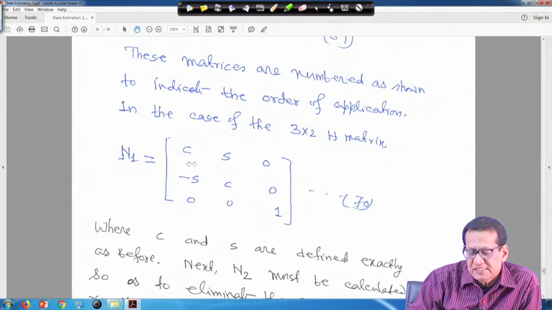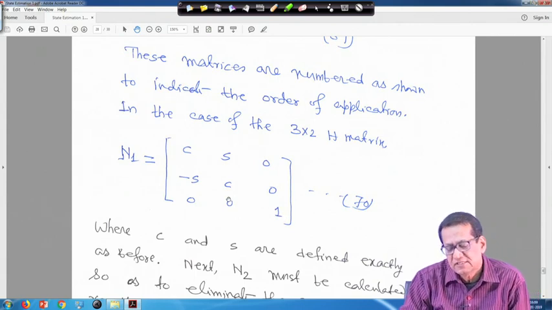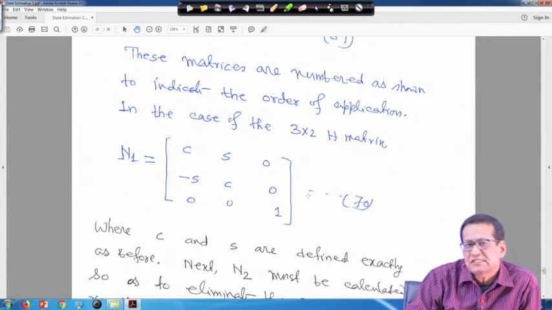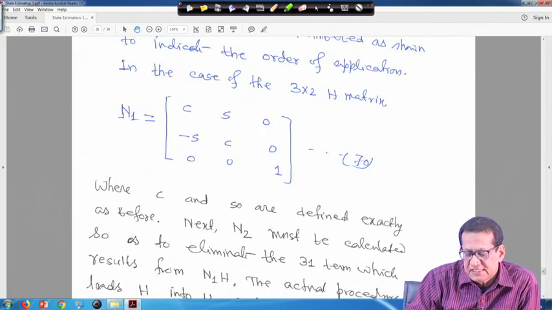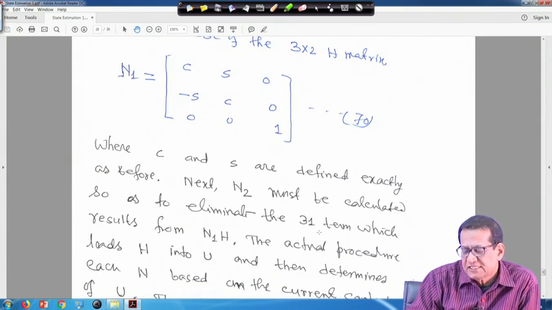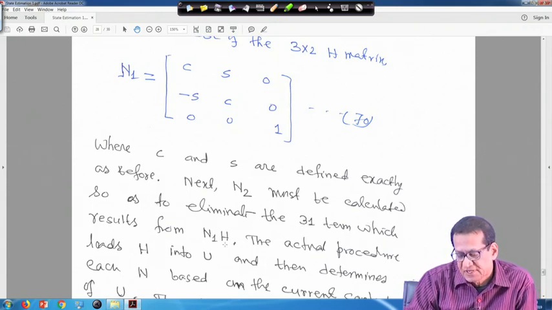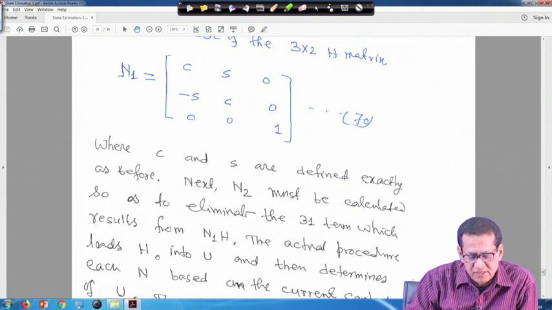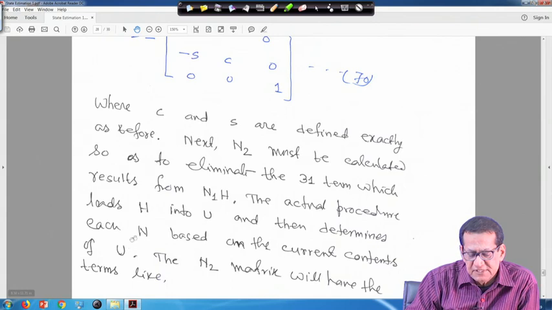So, N 1 will be C, S, minus S, C, and this one is 0 0, and this one is 1, that is your N 1. This is equation 70, where C and S are defined exactly as before. Next, N 2 must be calculated so as to eliminate the 3 1 term, that is the H 3 1 term, which results from N 1 into H. The actual procedure loads H into U and then determines each N based on the current contents of U.